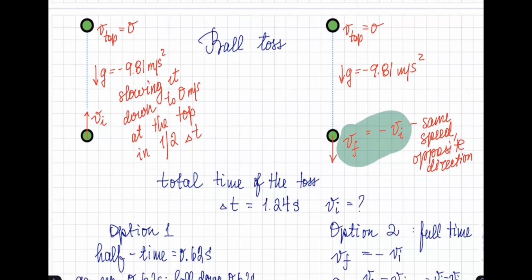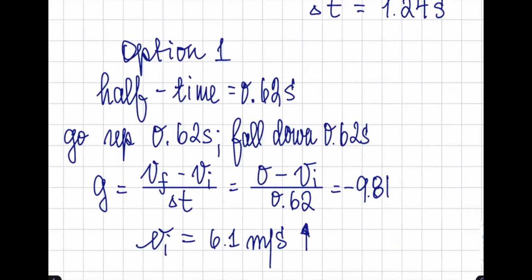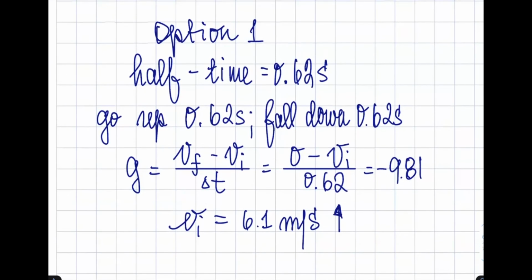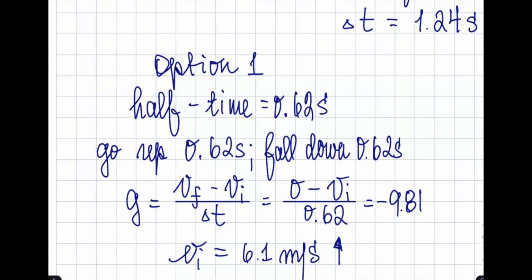And that's what we're going to look at now. So for option one, if your total time is 1.24 seconds, then for option one, we're going to split that time in two. That will give us 0.62 seconds. So in 0.62 seconds, the ball went up, and then the next 0.62 seconds, it fell down.